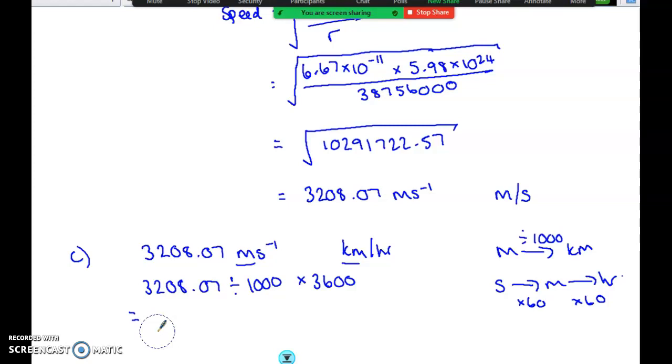Divide by 1,000, times 3,600. Oh, I did that in the wrong calculator. Oh, we should be okay, it's just dividing and times-ing. So we get 11,549.052 kilometres per hour.